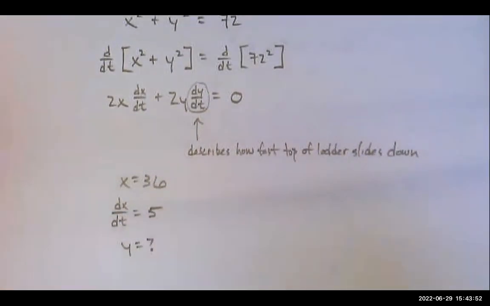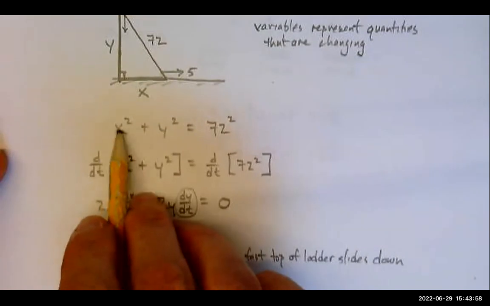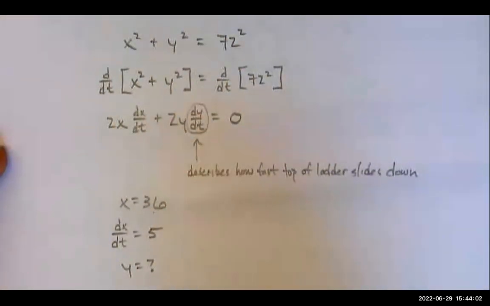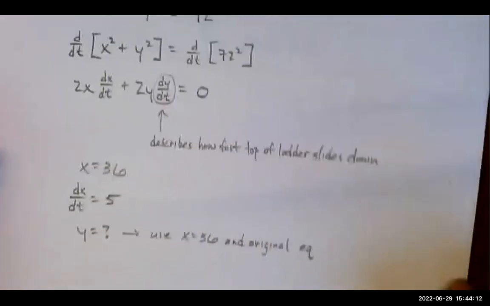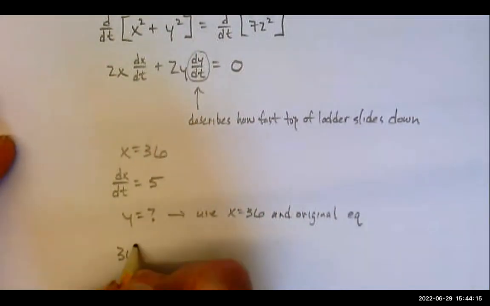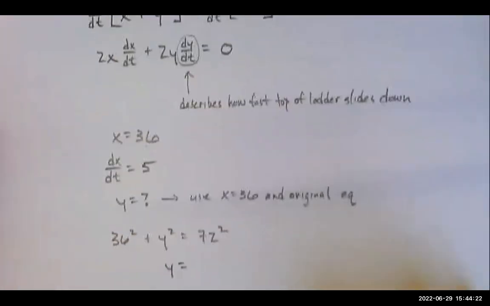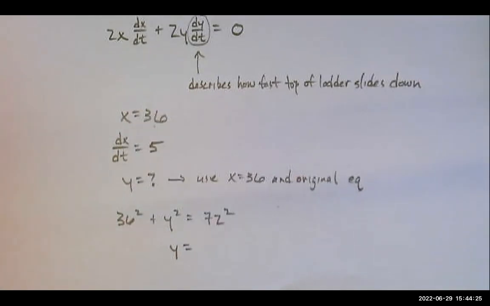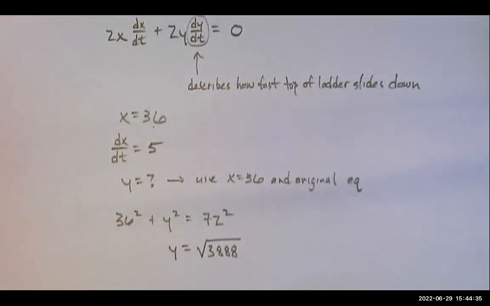Does that mean we're stuck? No. Here's what we can do. Since we know x, we can go back to the original equation, plug x in, and figure out y at the same moment. Use x equals 36 and the original equation before we took a derivative. So we know 36 squared plus y squared equals 72 squared. What does that tell us for y? Let's see. 72 squared minus 36 squared, and then we'll take a square root. It's the square root of 3888. That'll be good. I'll keep that for now. I prefer not to round it until the very end of the question.